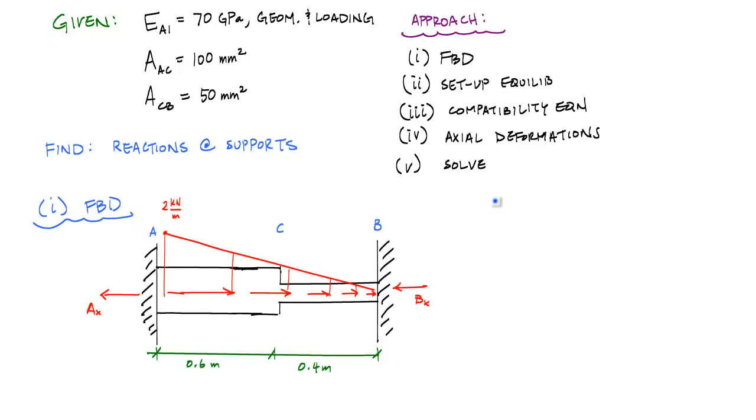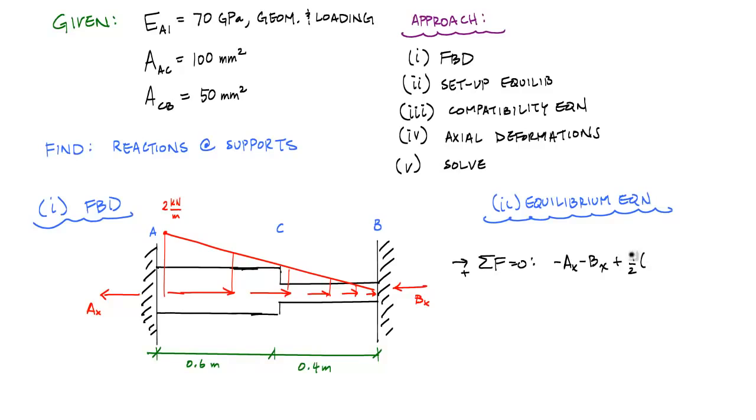Now we want to write out the equilibrium equation. And here, if I just apply some of the forces in the horizontal, I'll say positive is going towards the right. And this would say that minus AX minus BX plus the resultant of this linearly distributed load, which is the area of a triangle, so 1/2 the base times the height. And the height in this case, I'm going to call this 2 kilonewtons per meter. And the base is 1 meter, is equal to 0. And this will just tell me that AX plus BX is equal to 1 kilonewton. And this is my equilibrium equation.